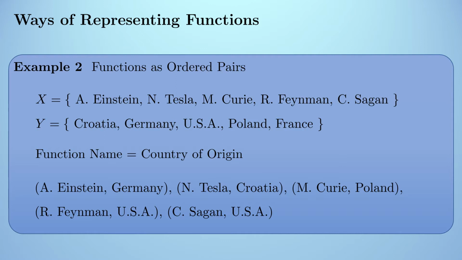second being Germany. We list another ordered pair, Nikola Tesla, Croatia, to indicate that Nikola Tesla was born in Croatia, and so on. So we list 3 more ordered pairs: Marie Curie, Poland, Richard Feynman, USA, and Carl Sagan, USA. This way of representing a function contains the exact same information as our first example that used diagrams, but is not nearly as visual.